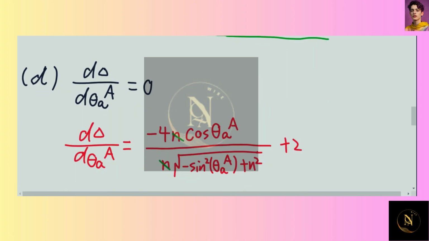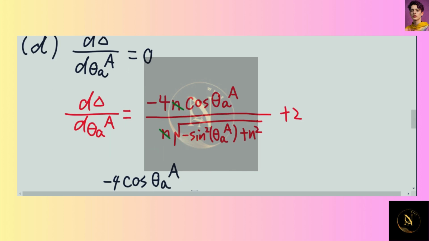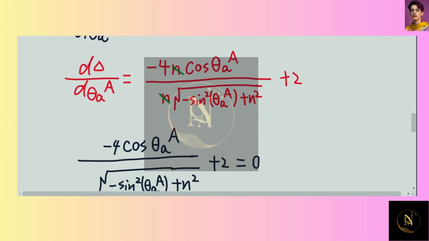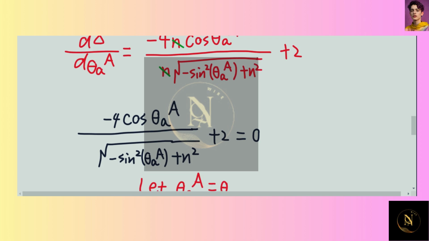So for the question D, we know d delta over d theta AA is equal to 0. So therefore, we also have d delta over d theta AA is equal to negative 4n cosine theta AA over n times square root of negative sine square theta AA plus n square, plus 2. As you can tell, n and n can be cancelled out. So this will give us negative 4 cosine theta AA over square root of negative sine square theta AA plus n square, plus 2 is equal to 0.